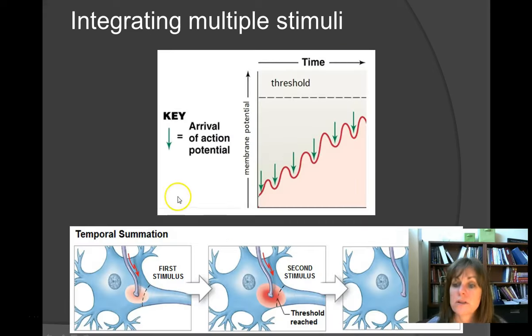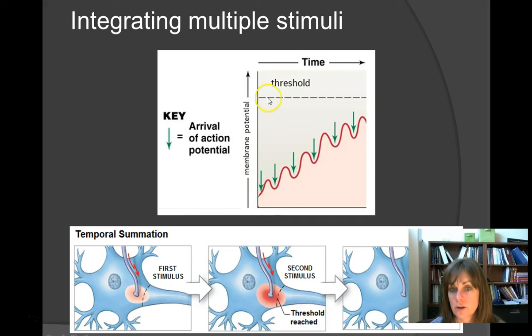Now we also have a different type of summation called temporal summation. Notice here we only have one postsynaptic neuron and one presynaptic neuron. But what's happening is this presynaptic neuron is sending a stimulating signal so fast that this cell doesn't have time to get to rest, which causes it to quickly reach threshold and fire an action potential. We can see that here.